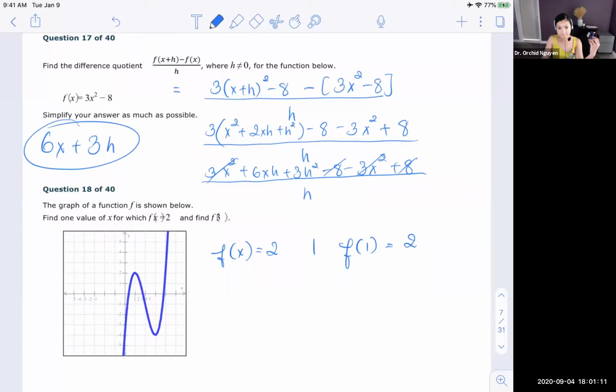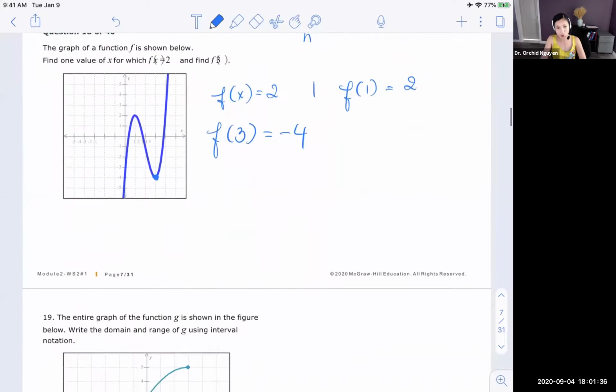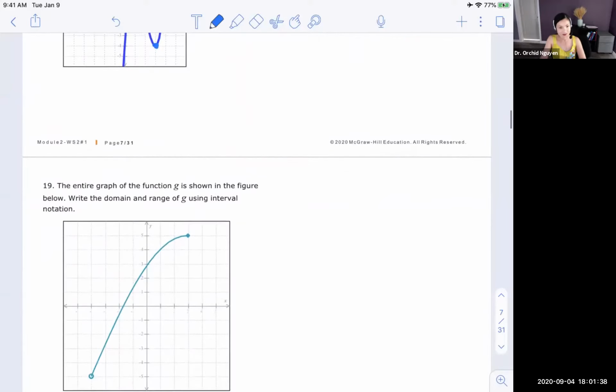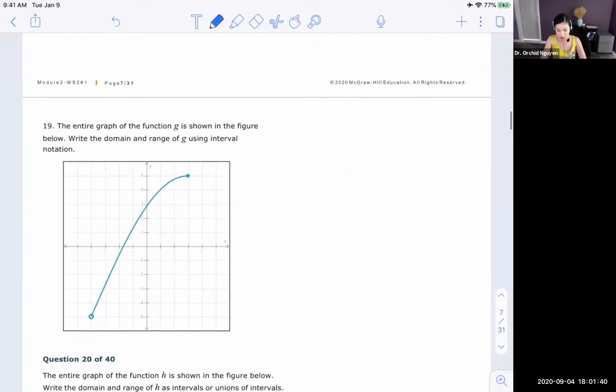All right. Now find f of 3. Pretty much 3 is that x. So where is x equals 3? So f of 3, and you're looking for right here. So it's going to be -4. So this exercise is pretty much just to show you when to use x and when to use y. That's it. So don't get confused between those two.